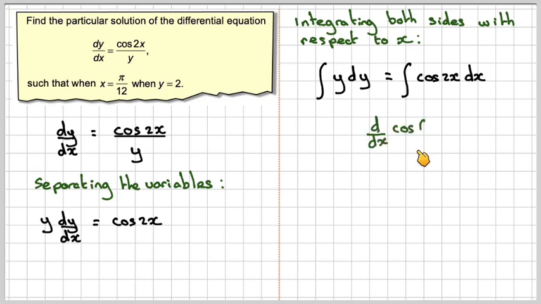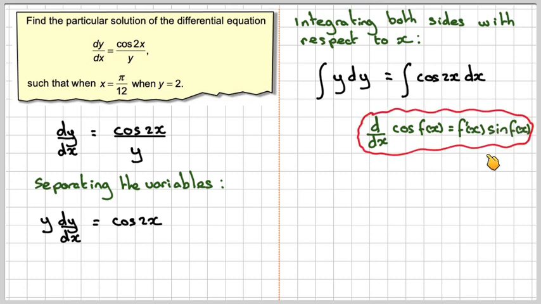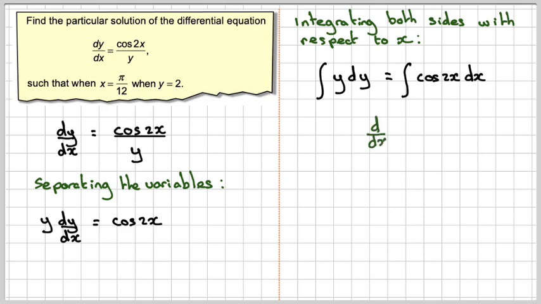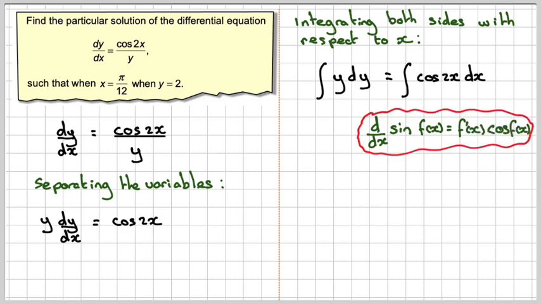Now, in fact, I want to change that a little bit. I want to just say that d dx of sine of f of x is going to be f dash of x cos f of x. So what you do, you differentiate that bit, you put it in front and change the sign to cos. And we're integrating, so the integral of cos will be sine.